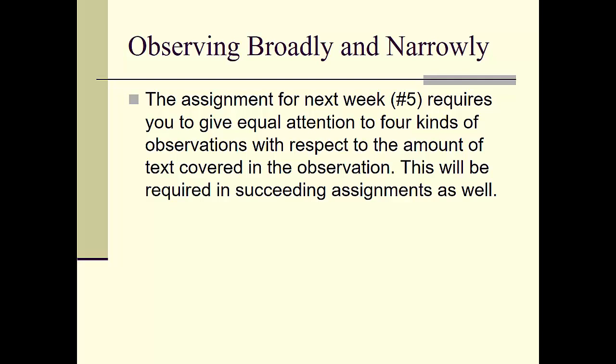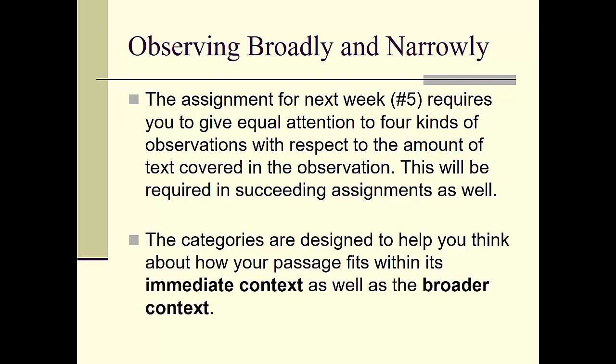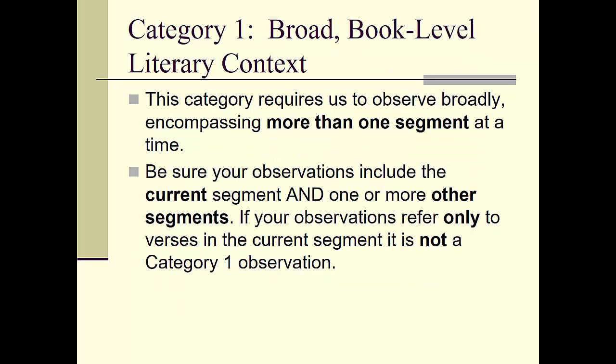That's what we mean by kinds of observations, especially the span or the amount of the text. We will want to focus on narrow areas, the immediate context, and also by discipline, make sure we're watching the broader context as well. We'll divide these spans of observations into 4 groups or categories. First of all, let's take the broad look, the book level literary context. We're defining a Category 1 observation in the following way.